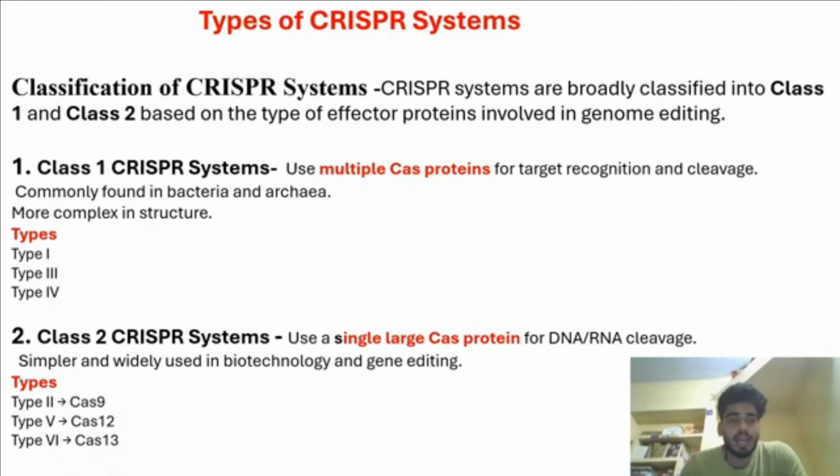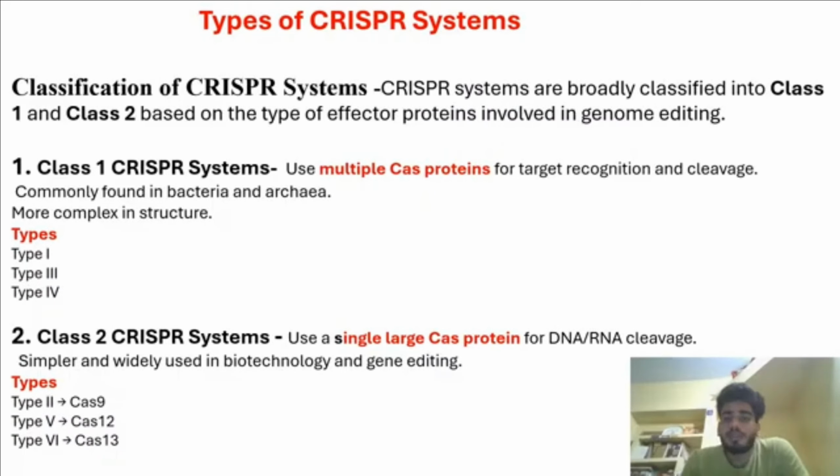After that, what are the types of CRISPR systems? There are two types of CRISPR technology used: one, the class 1 CRISPR system, and second, the class 2 CRISPR system. It is based on the effector proteins, which are the guide proteins.